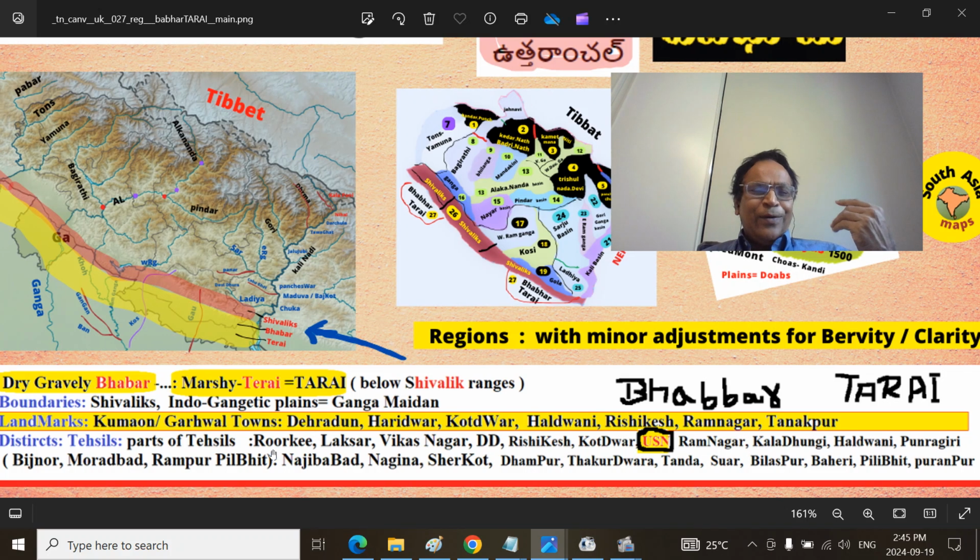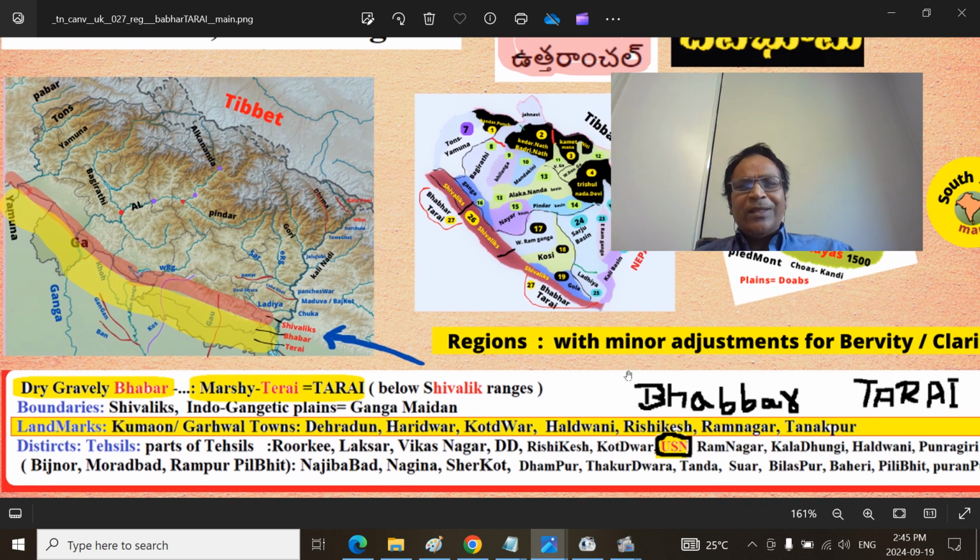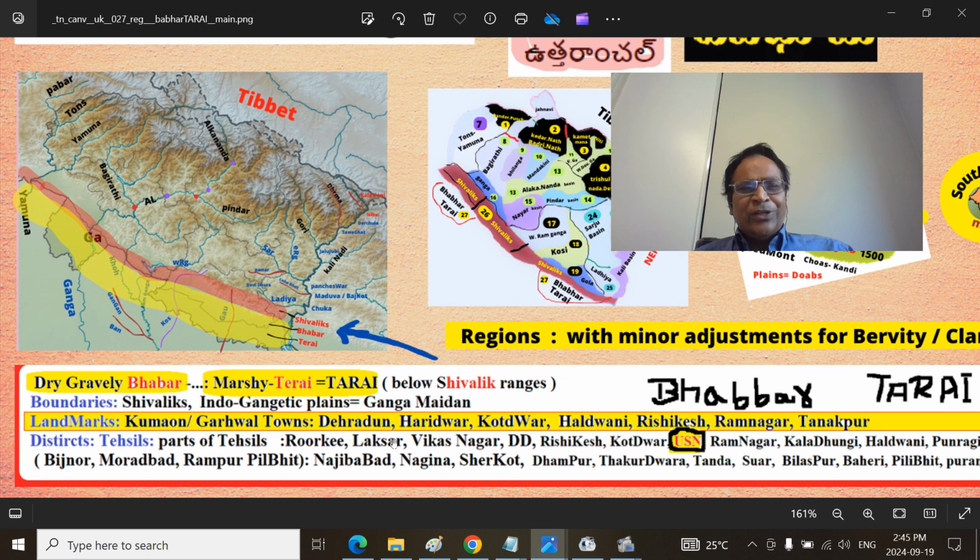Now Roorkee is in the Hardwar district, Laksar and Vikasnagar in Dehradun, Rishikesh and Kotdwar, and in Udham Singh Nagar district, Ramnagar and Kaladhungi, Haldwani, and Purnagiri. That's actually in the Champawat region, Pithoragarh district, now Champawat district.